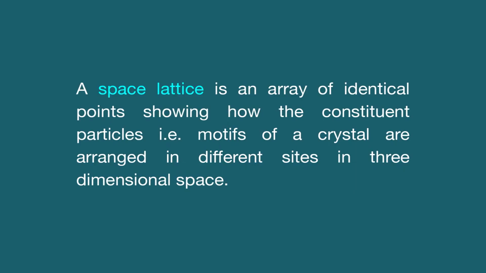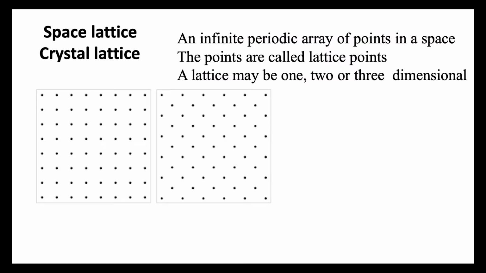So, what do you understand by the term space lattice? A space lattice is an array of identical points showing how the constituent particles, that is motifs, of a crystal are arranged in different sites in three-dimensional space. These points are called lattice points. This figure represents two different lattices with different arrangements of points in space. Please note that a lattice can be one-dimensional, two-dimensional or three-dimensional.